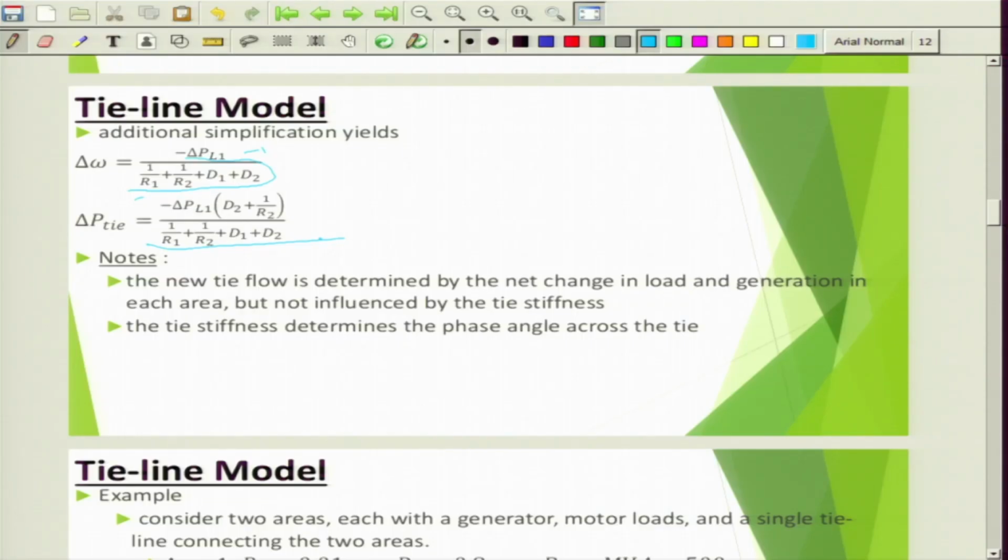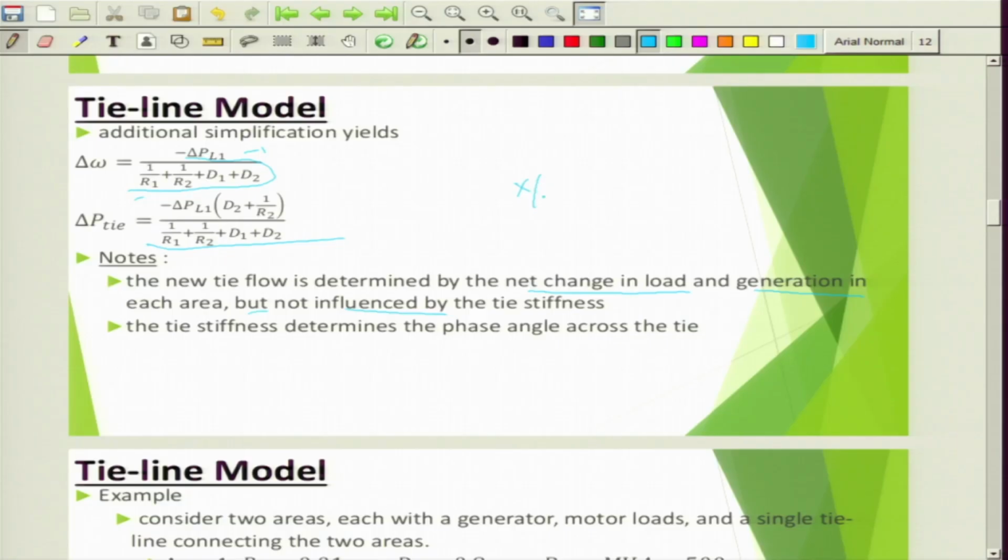So the new tie line flow is determined by the net change in load and generation in each area, but not influenced by the tie stiffness. You understand? Tie stiffness defines whether the line is electrically very tightly coupled or loosely coupled. In the sense, it depends upon its own parameters, x by r, right. Here there is no term of line reactance or line resistance. It is totally independent of line stiffness basically.